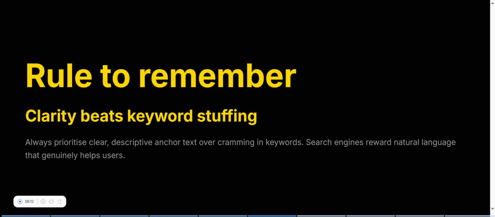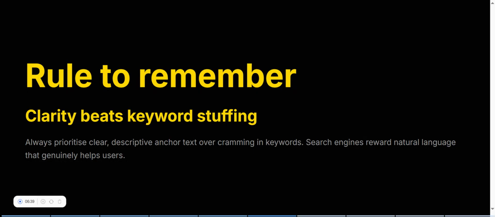A rule to remember: clarity beats keyword stuffing. So you should always prioritize clear, descriptive anchor text over cramming in keywords. Search engines reward natural language that genuinely helps users. So you cannot make it so obvious that you are in it for the rankings. You have to make it look like you are there to actually help people and you are trying to make their lives easier.